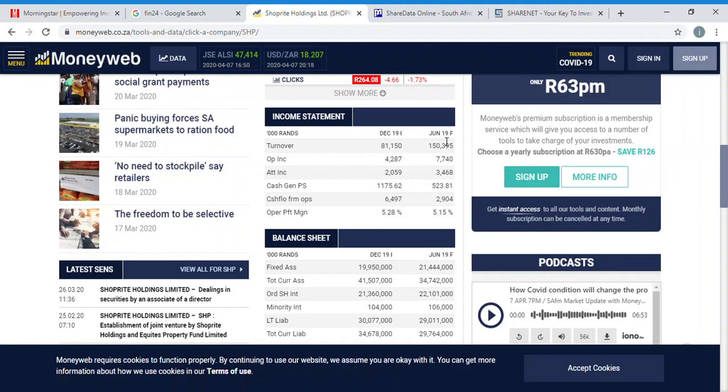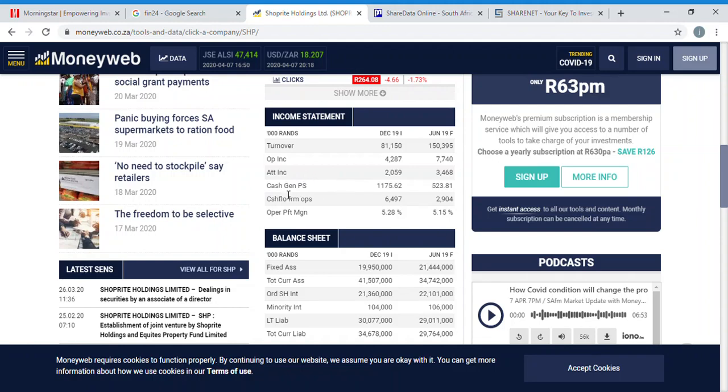You can see that June 2019, meaning the financial year for ShopRite ends in June, you've got your revenue, which was 150 billion rand. You need to know the size of a business, because here they just show the 3 zeros, so you would think it's 150 million, but other zeros are omitted due to the size of the business. So last year's turnover for ShopRite was 150 billion. Operating profit, the OP income, meaning operating income, was 7.7 billion. Attributable income, meaning net income, was 3.4 billion.